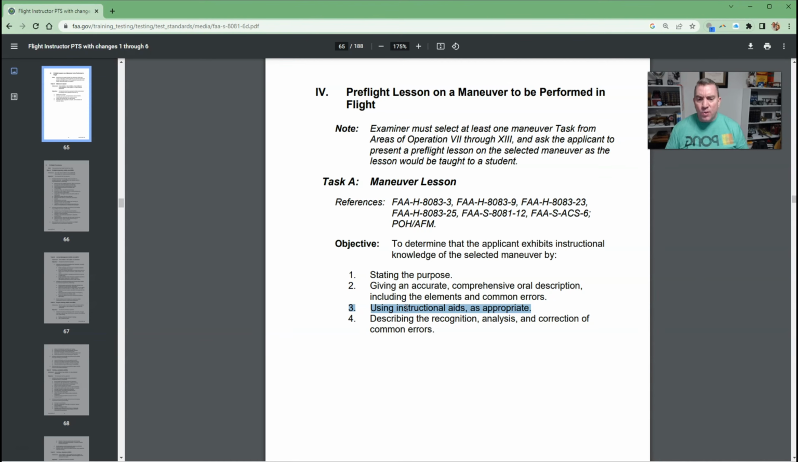task. Now, the only thing you have to do is give that accurate, comprehensive description, and then also describe the recognition analysis, which is really like, how would you understand that a student's making these errors? Now, here's where it's going to get extremely simple for you, and you're going to love this one. Let's look at a maneuver. Let's compare these 4 items to what the actual PTS gives you to look at during these maneuvers.